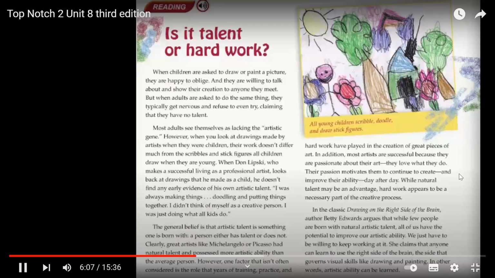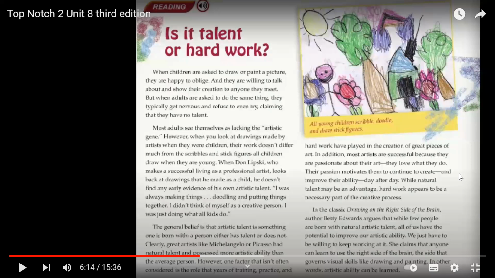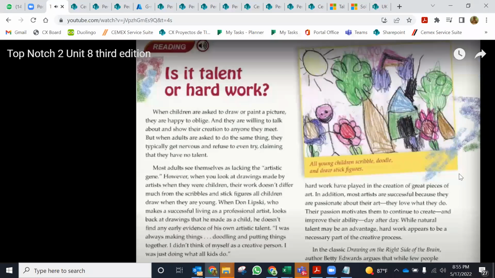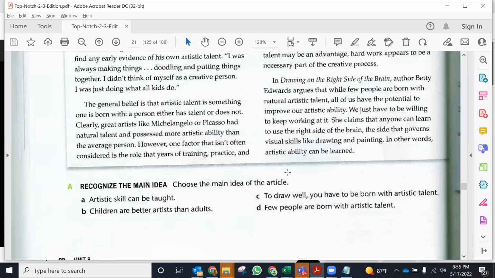She claims that anyone can learn to use the right side of the brain, the side that governs visual skills like drawing and painting. El lado que gobierna las habilidades visuales como dibujar y pintar. In other words, artistic ability can be learned. You can learn or improve your artistic ability. This is what it says.